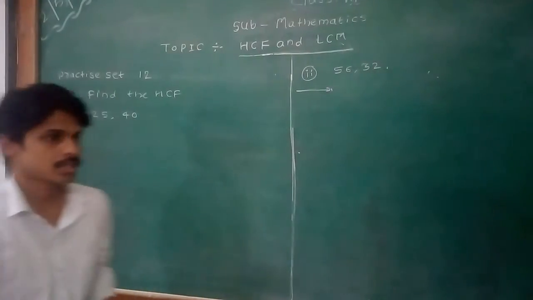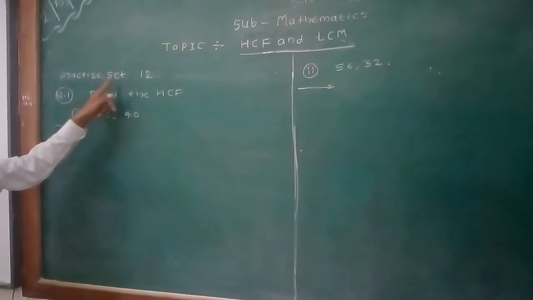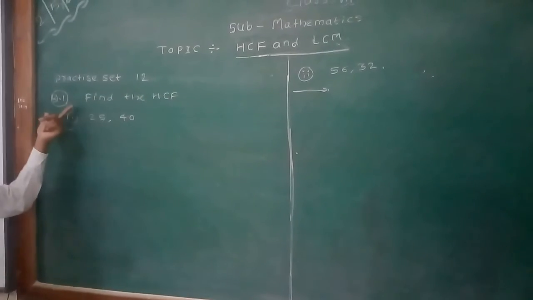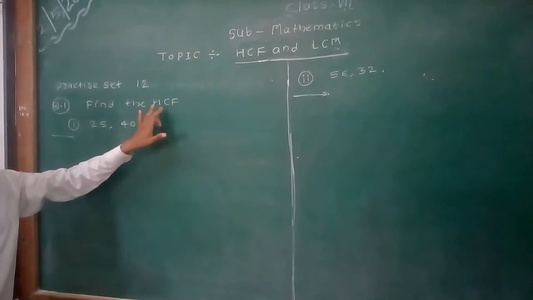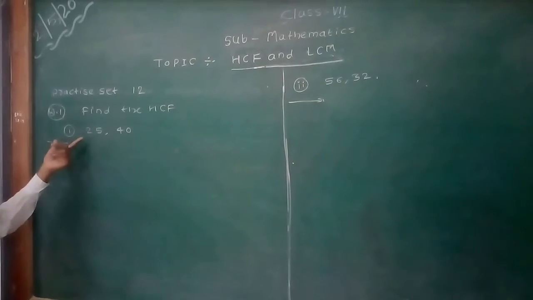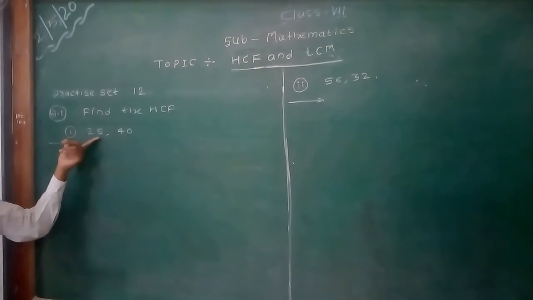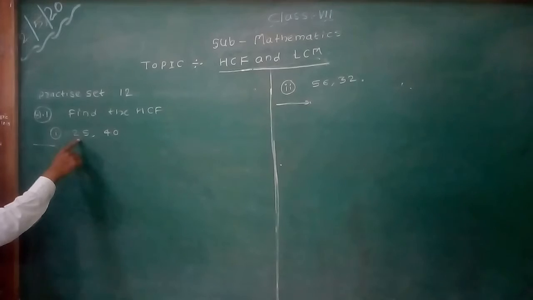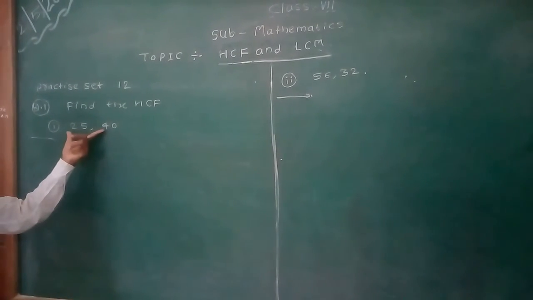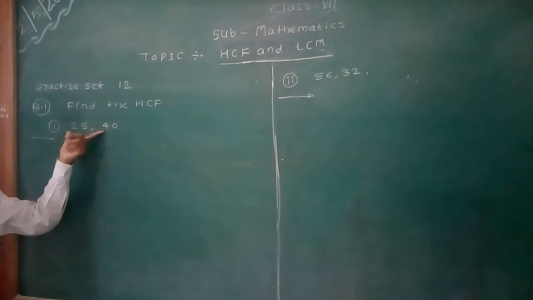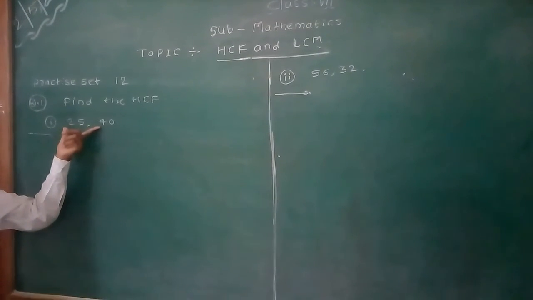Now we take an exercise problem, that is practice set 12. Question number 1 is to find the HCF, that is, greatest common factor. In that, question number first is 25 and 40. By using the factorization method, you can find out the HCF of the numbers 25 and 40.